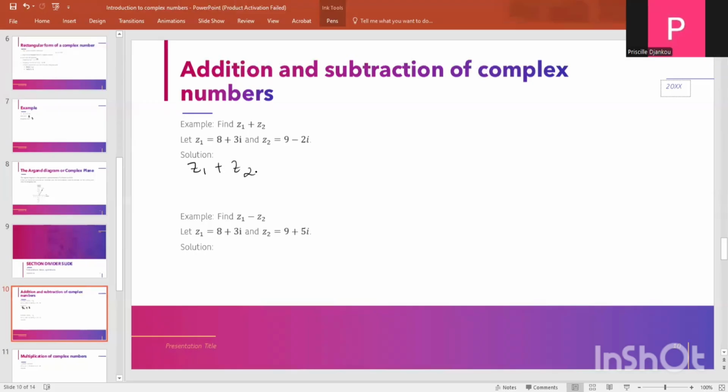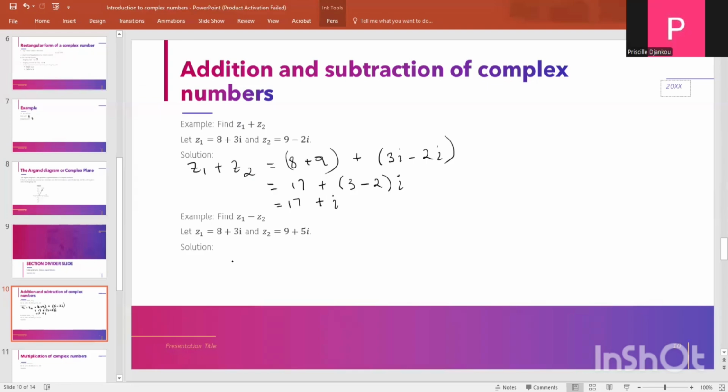z1 plus z2 is given by: we add up the real parts on one side, 8 plus 9, and we add up the imaginary parts on the other side, 3i minus 2i. Here we have 17 plus, you just add the coefficients. 3 minus 2 gives us 1, so i. The answer is 17 plus i.